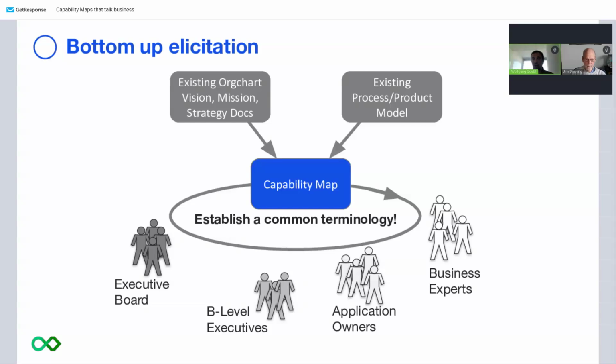So what you usually do when you go to a new company is you read everything you can get. So you have a look at the existing org chart, maybe look at vision, mission, what's on the web page. You try to get some strategy docs, process models, product models, project documents. So usually it takes me 1 month, 2 months of reading before I start talking to business experts.